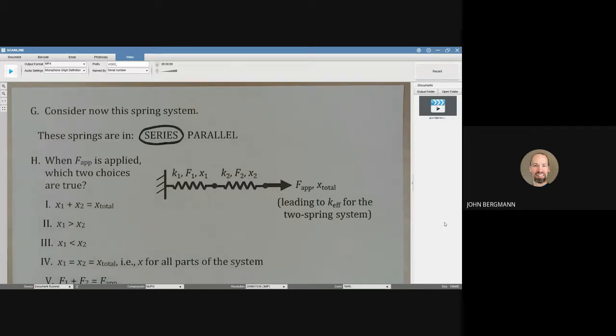If you're listening to a lecture series, you do one lecture, then you do one after that, and you do another one. Series means one right after the other. That's what we have here. When we apply our force here at the end, we're going to pull on this. What's going to happen with regard to the forces in each of these springs and their displacements and so forth?